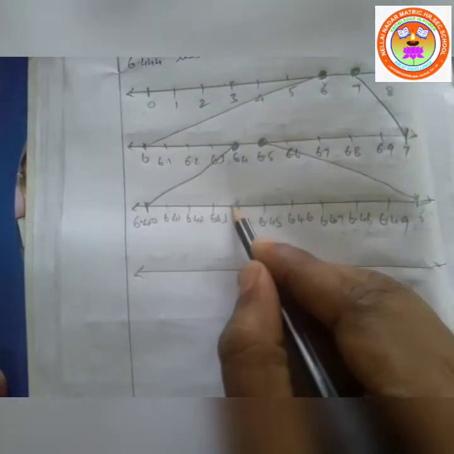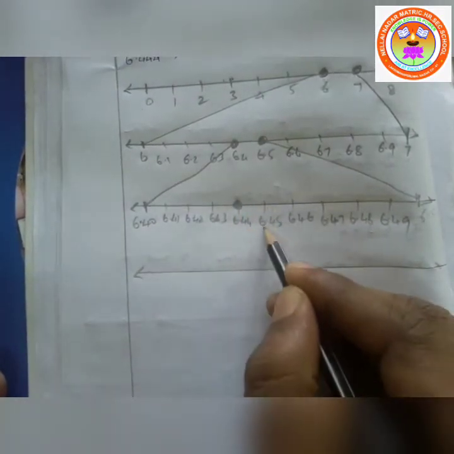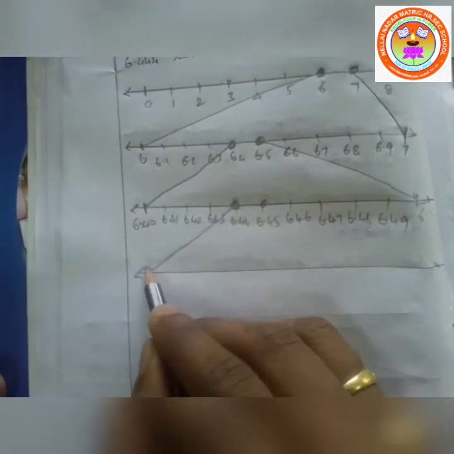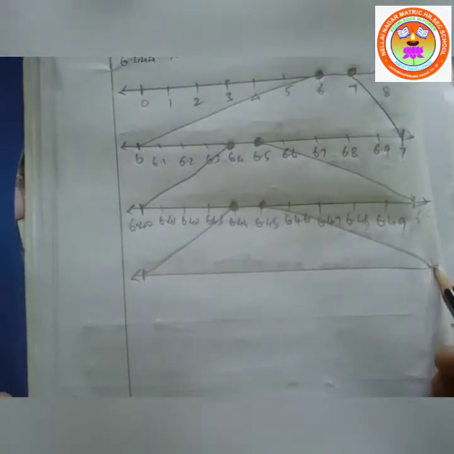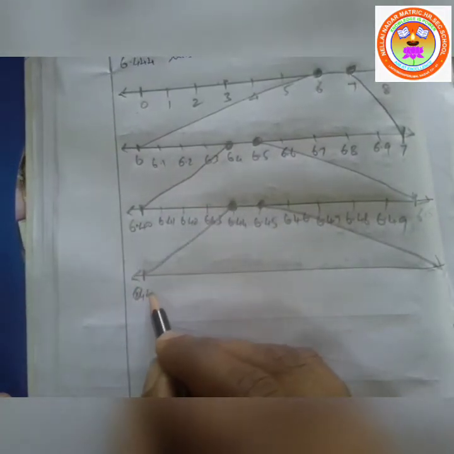Yeah, very good. Between 6.44 and 6.45. So you have to expand these two numbers, 6.44 and 6.45.